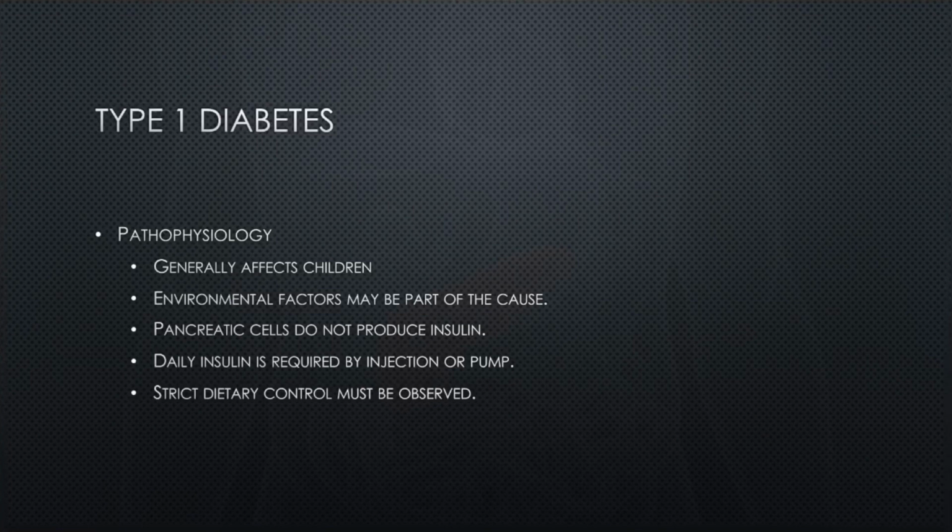And then latent autoimmune diabetes in adults is a variant of type 1 diabetes that occurs in adults older than 30 years old. And like I said, we're seeing a higher prevalence of that, where strict dietary control must be observed. And increased activity and alcohol consumption can lead to low blood glucose levels as well. So obviously, decreasing alcohol consumption would be a good idea.